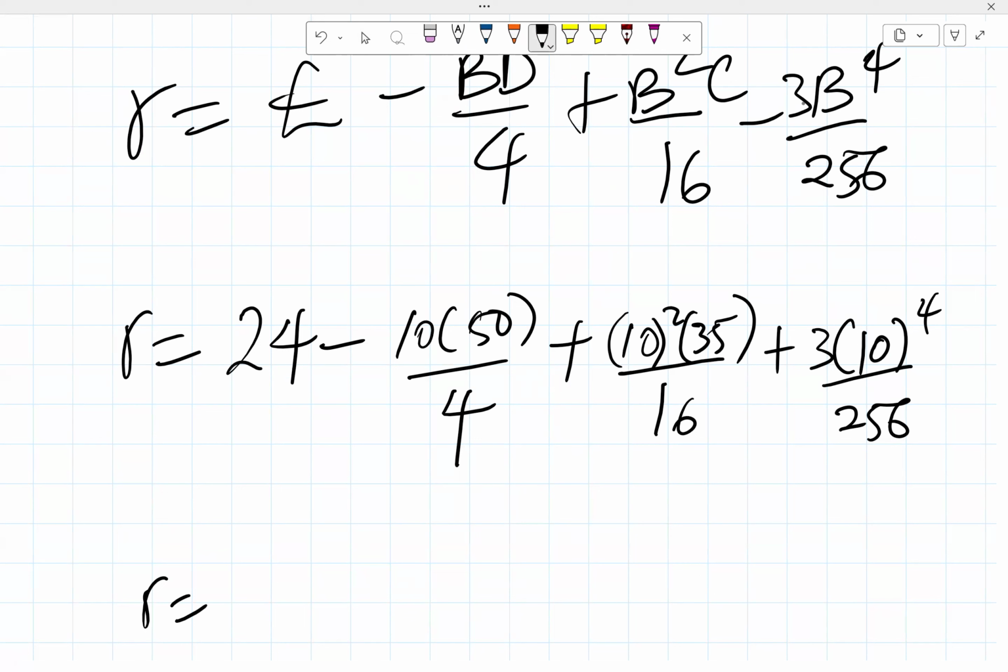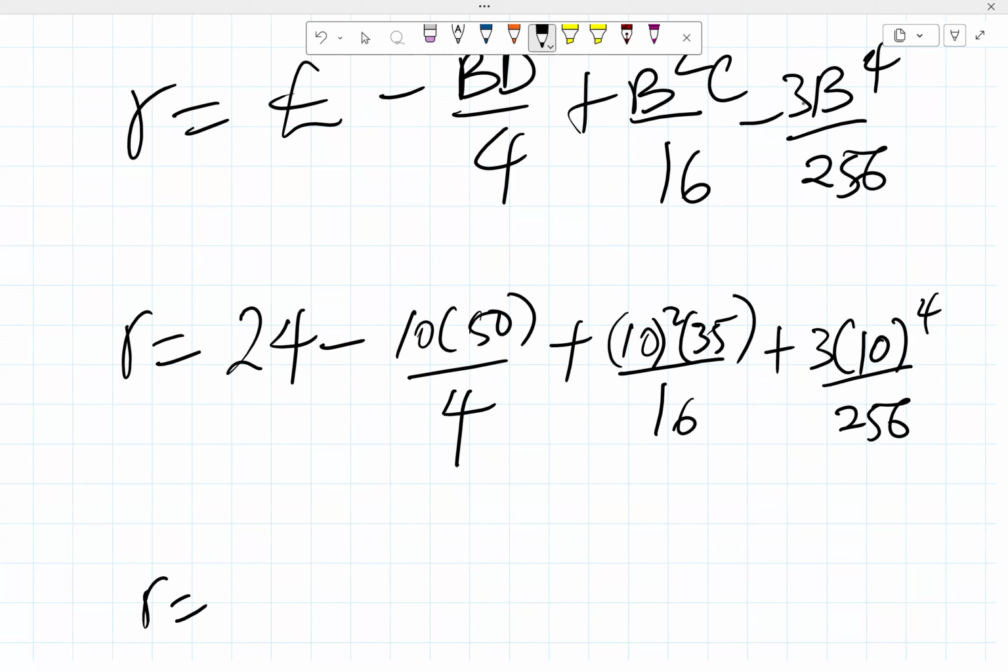So okay, that's 24 minus 500 over 4, that's 500 over 4 plus 100 times 5. That's 3,500. 3,500 over 16 plus 10 raised to power 4. That's 10,000 times 3. That's 30,000. 30,000 divided by 256.